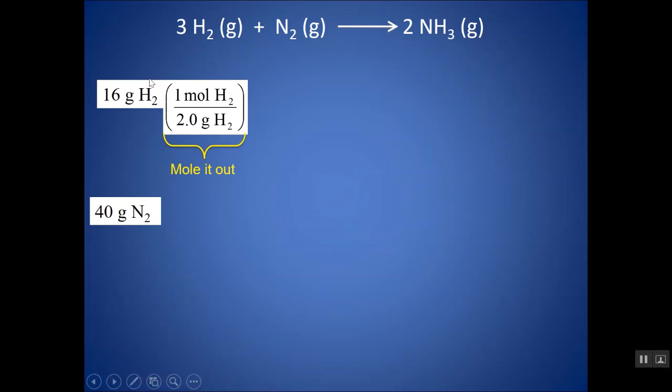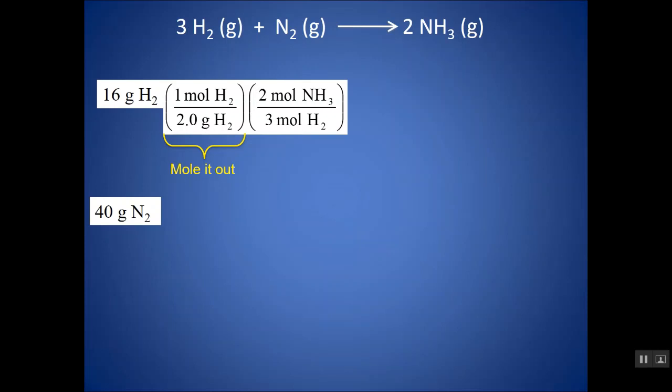Then I can convert from hydrogen gas into ammonia with stoichiometry, 3 moles to 2 moles. I want the H2 on the bottom so that it cancels out. Now I'm in moles of ammonia, but since the problem asked me for a mass, I might as well use the molar mass and convert this right away into mass.